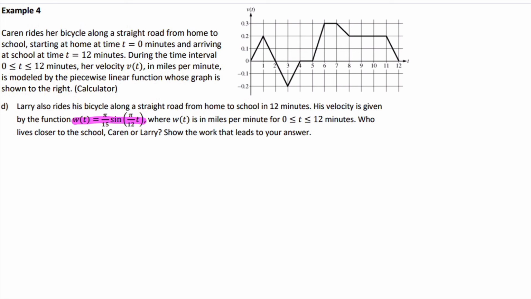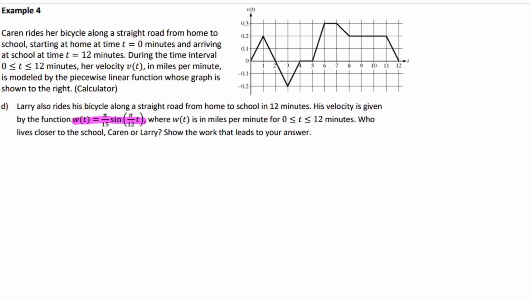Well, how do we know? What's going to tell us who lives closer to the school? How are we going to know? What do we need in order to tell who lives closer to the school, Karen or Larry? Don't think about calculus. I'm not thinking about calculus here. I'm just thinking about what's going to tell you if you live closer to the school.